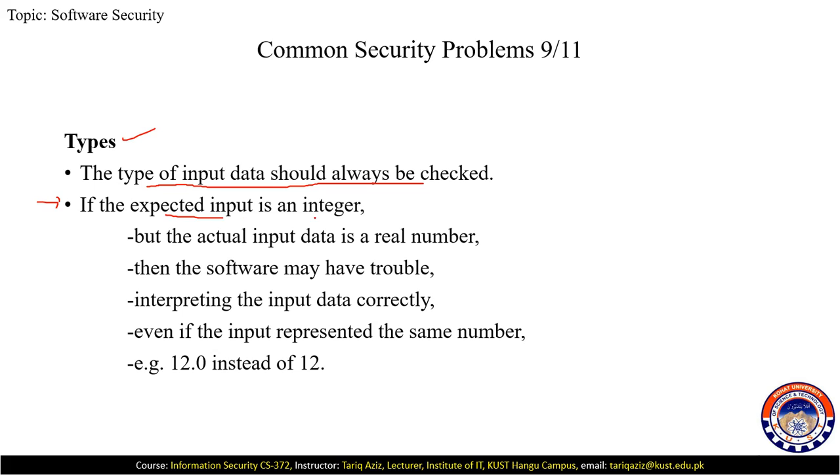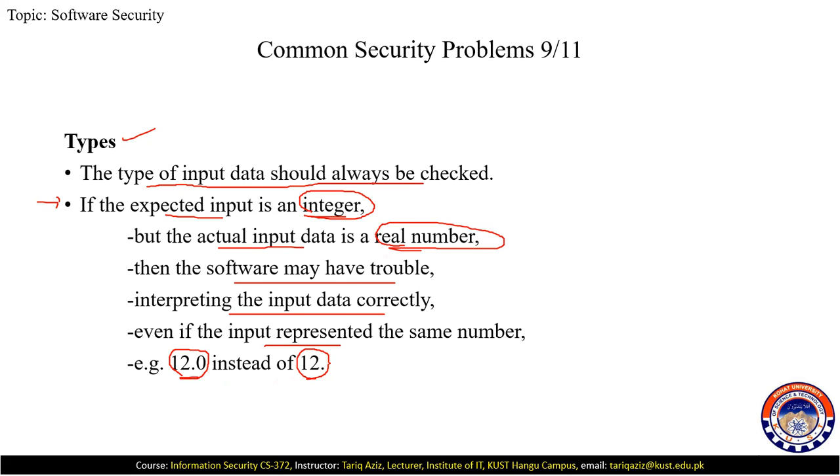If the expected input is an integer, let's say, but the actual input data is a real number, then the software may have trouble interpreting the input data correctly, even if the input represented the same number, for example 12.0 instead of 12. Here we are talking about the integer value and the float value, or the real number, which contains the decimal point. So in this case, this is the floating point value, and this is the integer value.